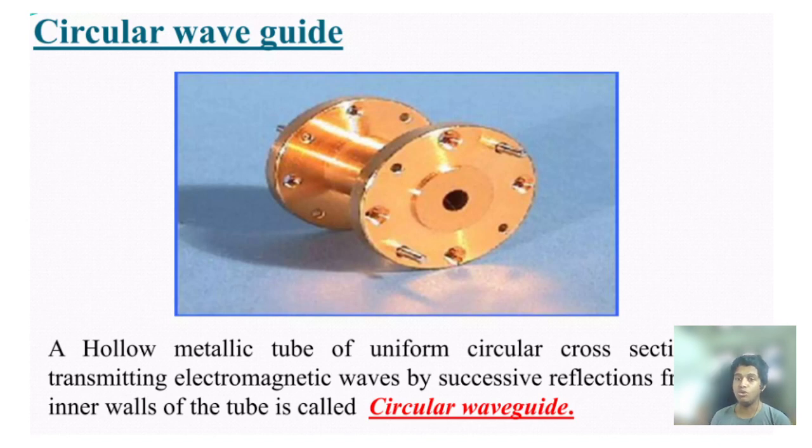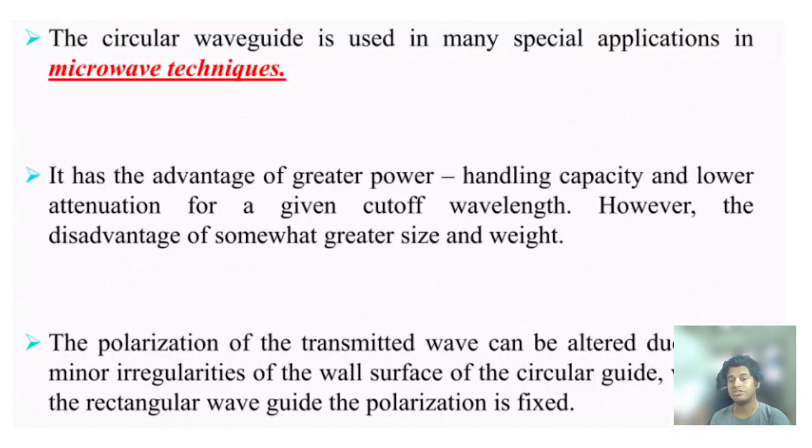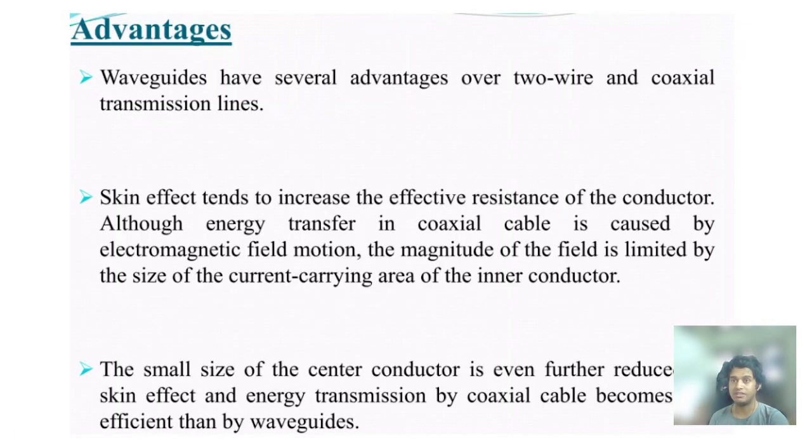Circular waveguide. A hollow metallic tube of circular cross section, which transmits waves by successive reflection from the inner wall of the tube, is known as a circular waveguide. Circular waveguide has many special applications in microwave technology. It has the advantages of great power handling capacity and lower attenuation for a given cutoff. However, the disadvantage is somewhat greater size and weight. The polarization of the transmitted wave can be altered due to minor irregularities of the wall surface of the circular guide, whereas in the rectangular waveguide, the polarization is fixed.